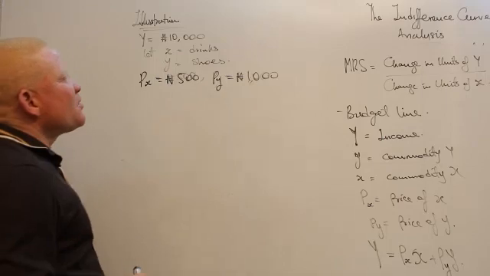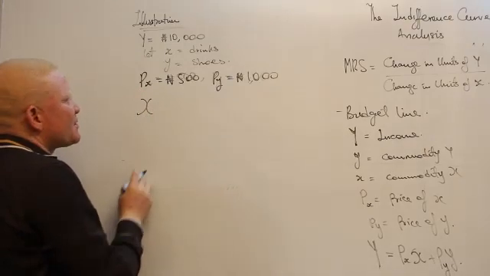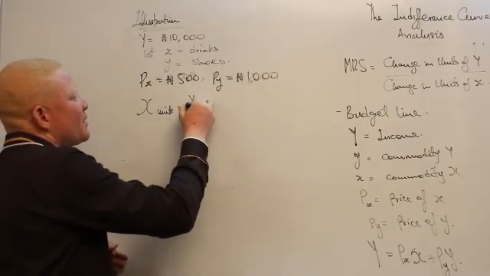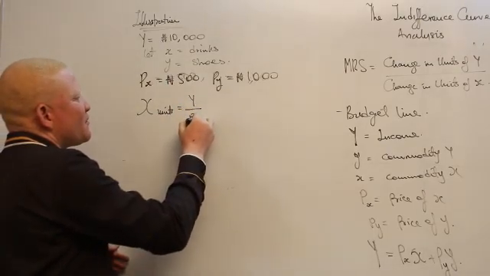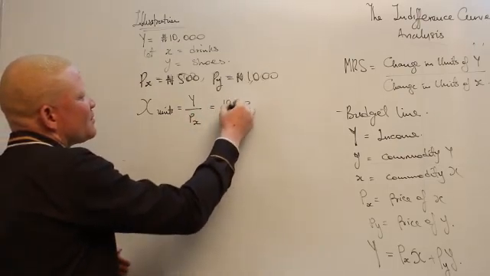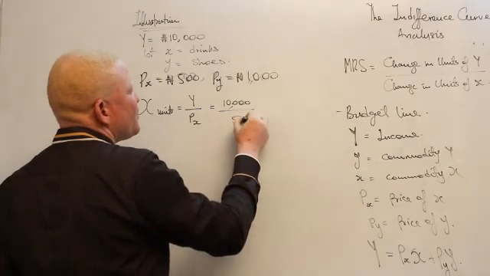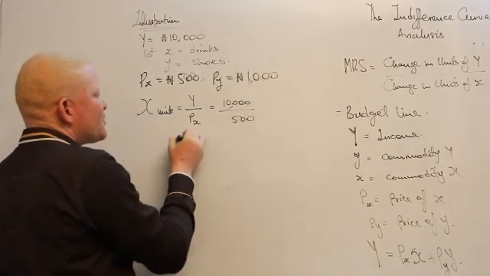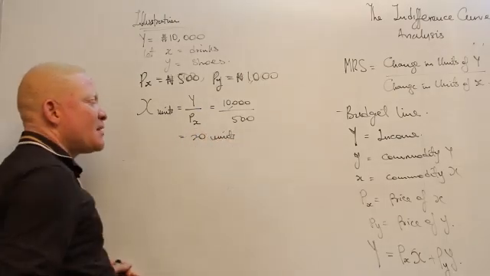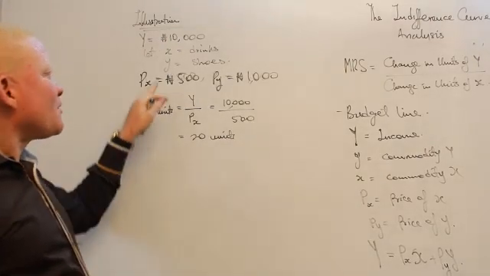Right. So the quantity of X I would get, that is X units, will be equal to the total Y divided by the price of X. The total income is 10,000 divided by the price of X, which is 500. That gives us 20 units, meaning that this man cannot afford more than 20 bottles of drink.